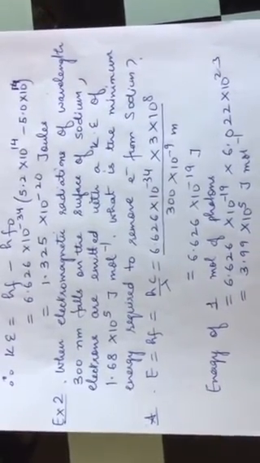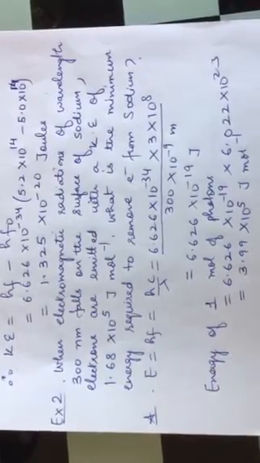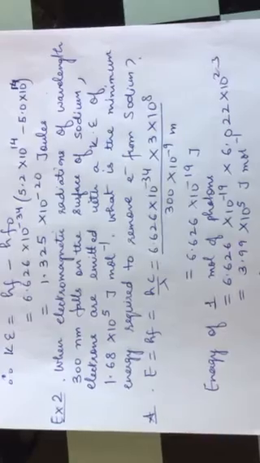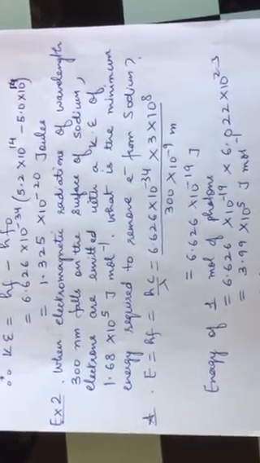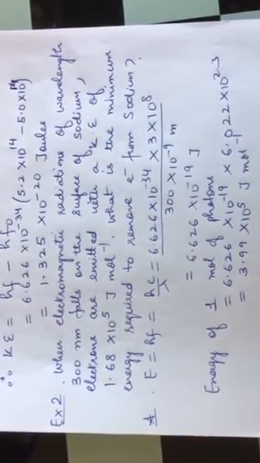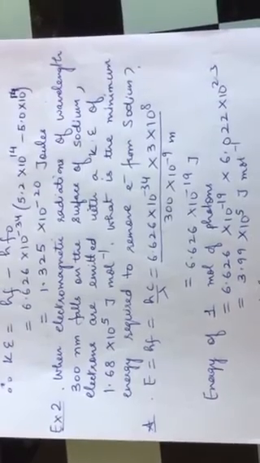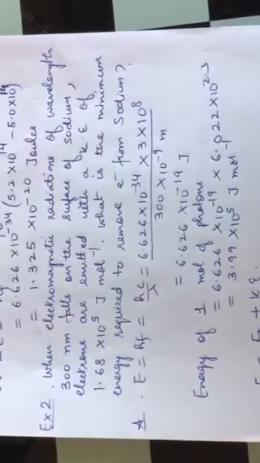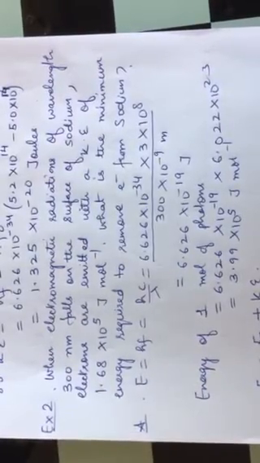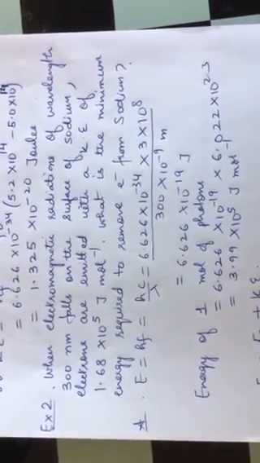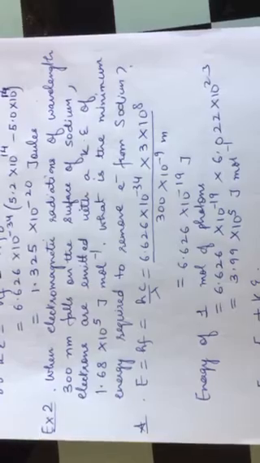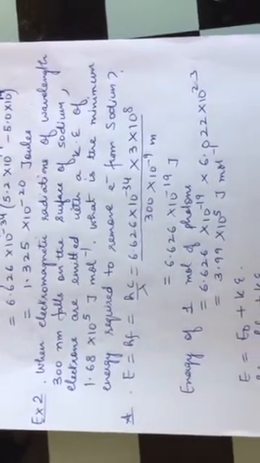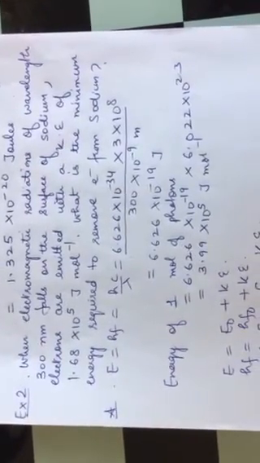So we already know E is equal to hf, and f is c by lambda. So E is equal to hc by lambda. Substitute h as Planck's constant, c as the velocity of light, that is 3 × 10^8 meter per second, and wavelength as 300 nanometers. Now 1 nanometer is 10^-9 meters. So substituting, we get 6.626 × 10^-19 joules.